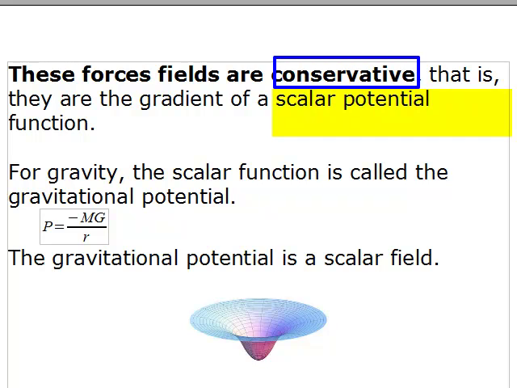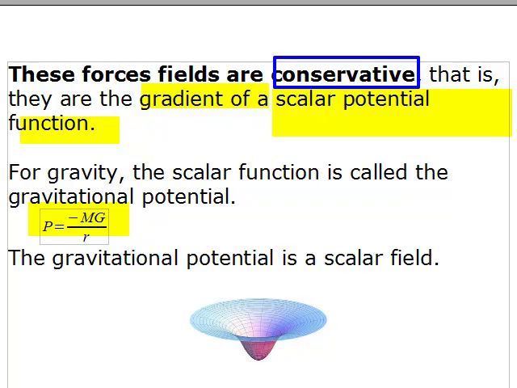Let me get this other pen. The gradient of a scalar potential function. For gravity, the scalar potential function is called the gravitational potential, and here's what it looks like. In the homework, I give you the potential, which is voltage potential for the electric field, and you have to show that it's true by taking derivatives. But here, this is just an example.